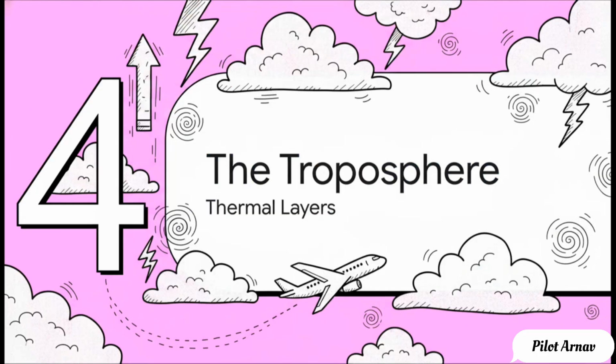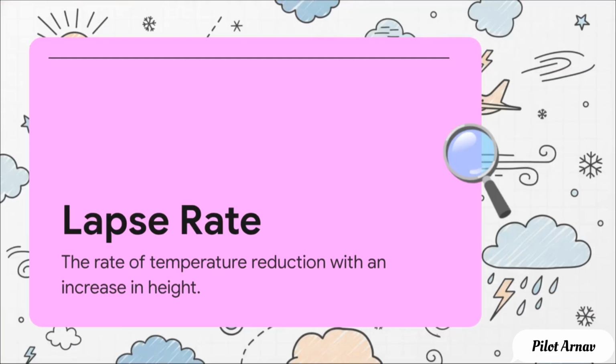Okay, Section 4, Thermal Layers. We're starting with the troposphere. Let's start our vertical ascent into the troposphere. This layer alone holds roughly 75% of the atmosphere's entire weight, and for us aviators, it's where almost all of our weather and our flying happens.